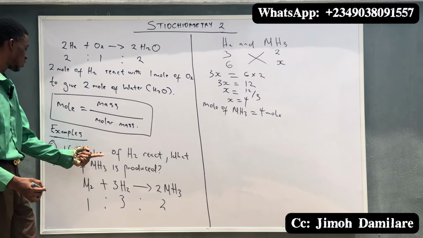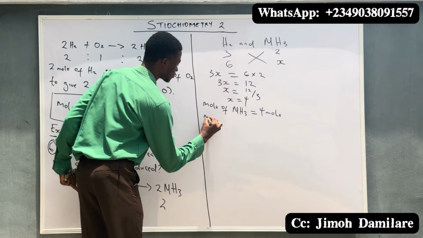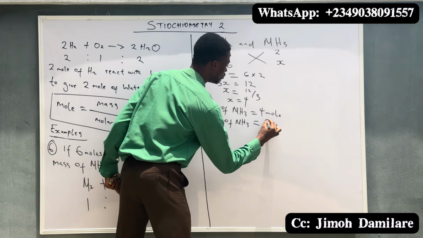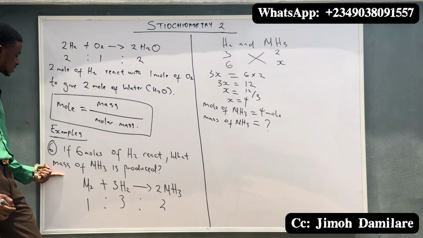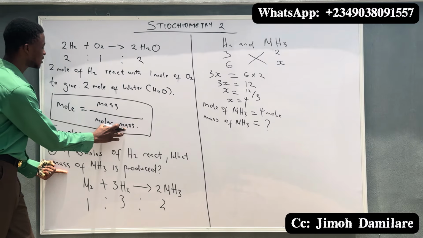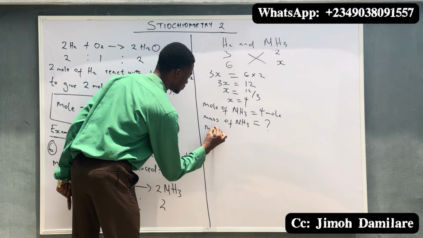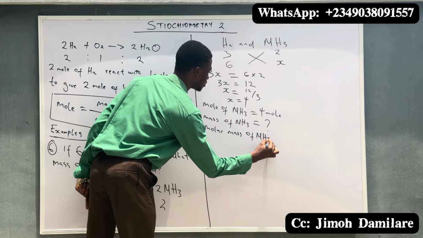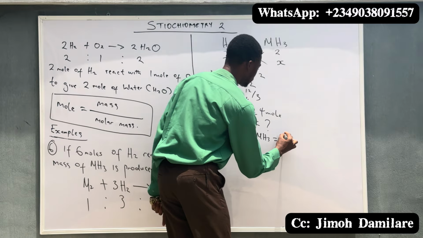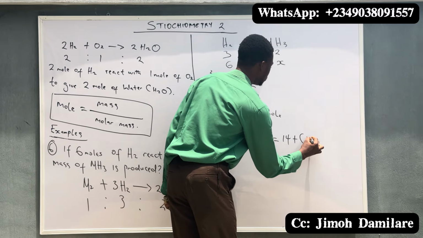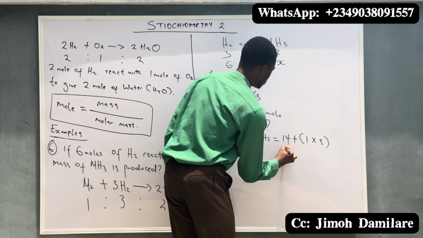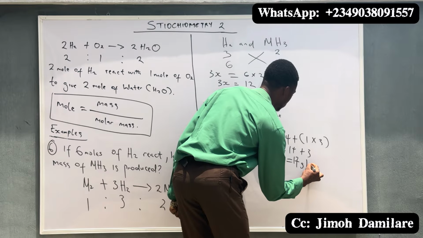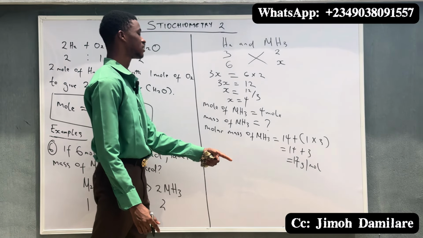The question is asking what mass. So the mass of NH3 will be equal to unknown. We don't know the mass because that is what the question is asking us to calculate. So we can now get the molar mass. The molar mass of NH3 is equal to, so what is nitrogen? Nitrogen is 14. So we have 14 plus hydrogen, which is 1 multiplied by this 3 that we have here. So it will be equal to 14 plus 3, which is equal to 17 gram per mole. This is our molar mass. Our molar mass is 17 gram per mole.